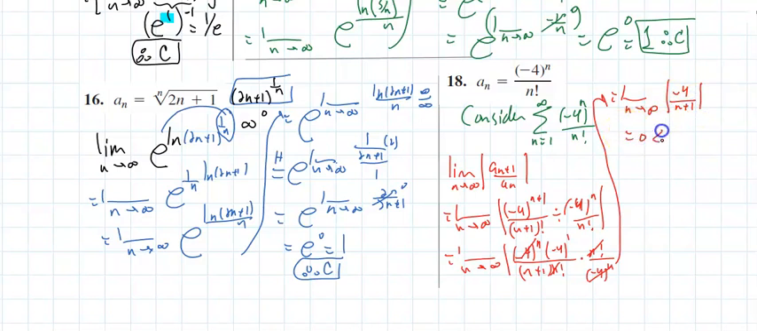And isn't that 0 less than 1? Therefore, the series is absolutely convergent by the ratio test. And what do we know?